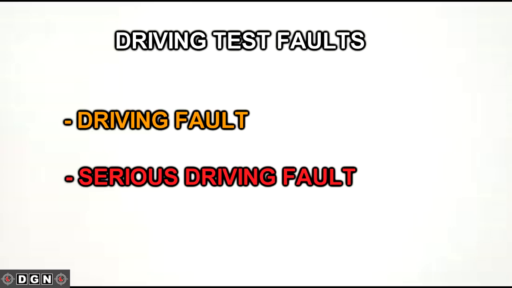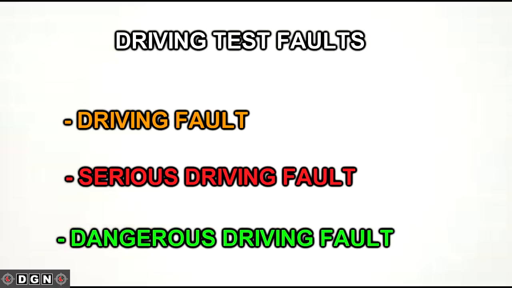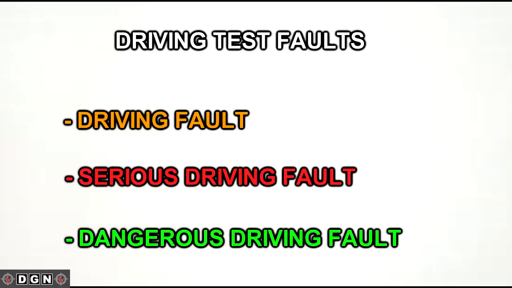Then we have a serious driving fault. This is a fault that could have potentially been dangerous, and if you make one serious fault, this would result in a fail on the driving test. So finally, we have a dangerous driving fault. A dangerous driving fault is a fault that caused actual danger at the time you committed it. So for example, you're about to hit another car, the examiner normally comes in, intervenes and helps you out. And obviously one of these would mean a fail on the driving test.